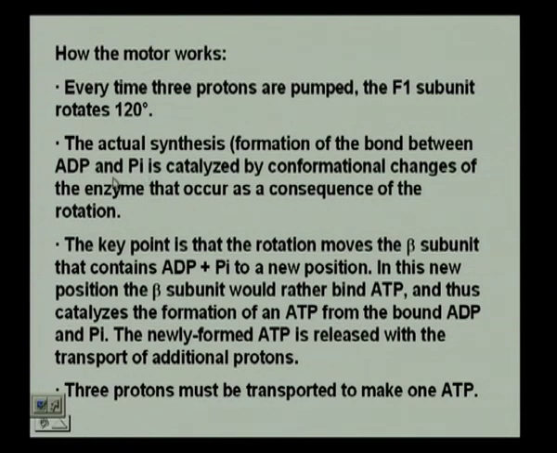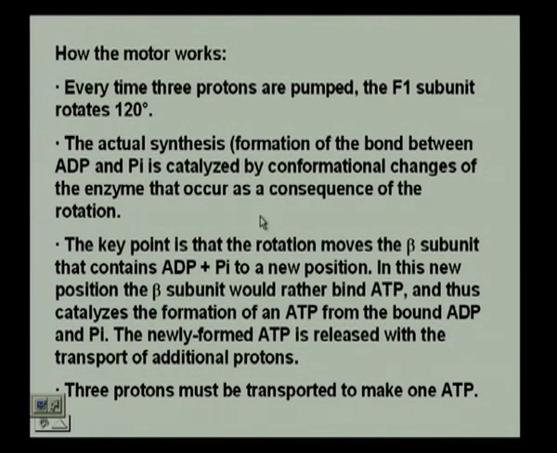So, I have an open form now. As I rotate 120 degrees, this beta form comes here now, which makes the other one say tight and makes this one loose. Okay? So, you have open, tight and loose conformations depending on where you are located with respect to the gamma stalk that is rotating it. So, the actual synthesis is the formation of ATP from ADP plus Pi, and that is catalyzed by conformational changes of the enzyme that occur as a consequence of the rotation.